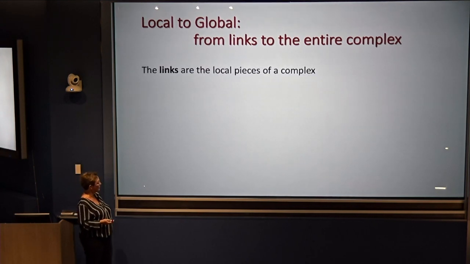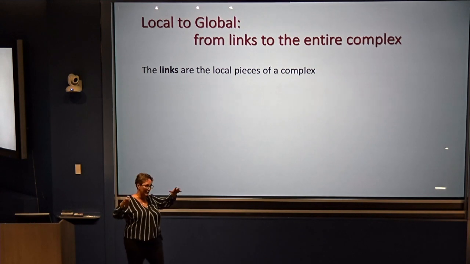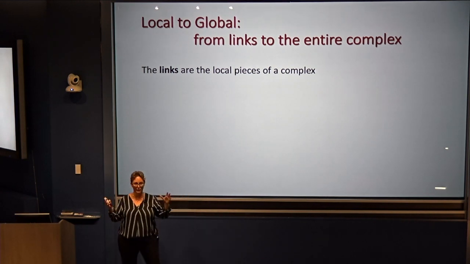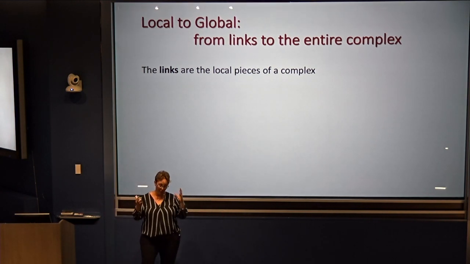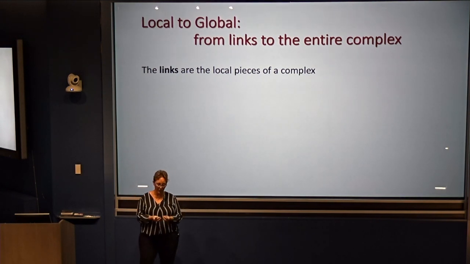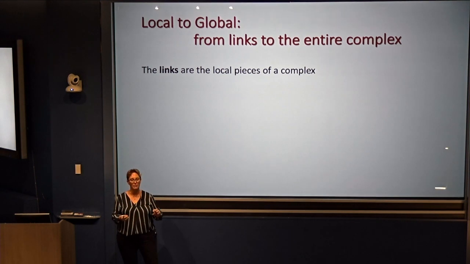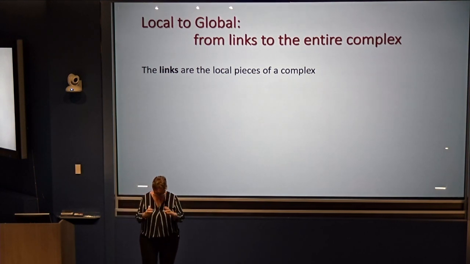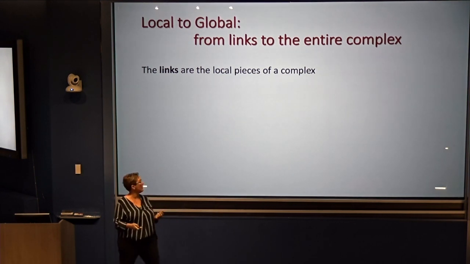So what are links? When you have this complex, for example, this Lubotzky-Samuels-Vishne complex that's super complicated in my mind, how are you going to understand it? So one thing you can do is let's look at it piece by piece. Let's kind of think of it only one link at a time. So what is a link?